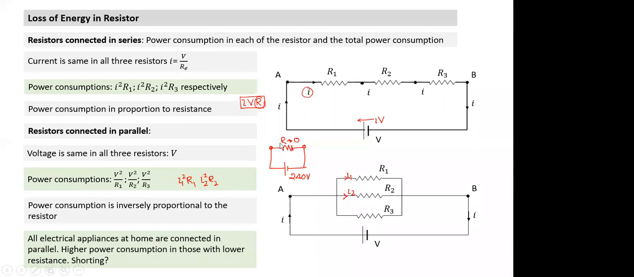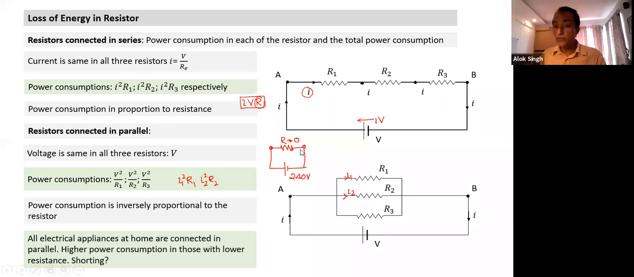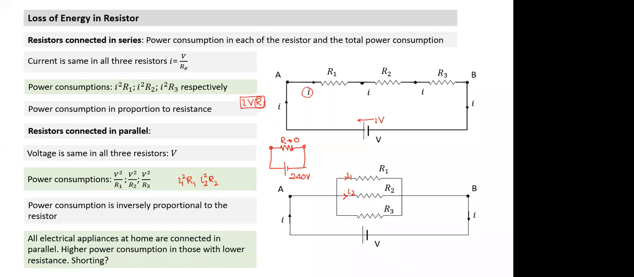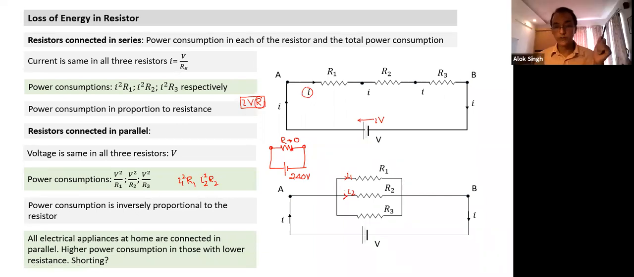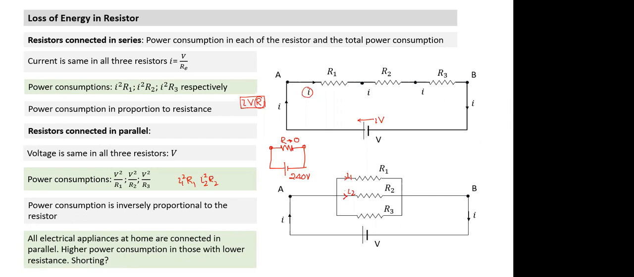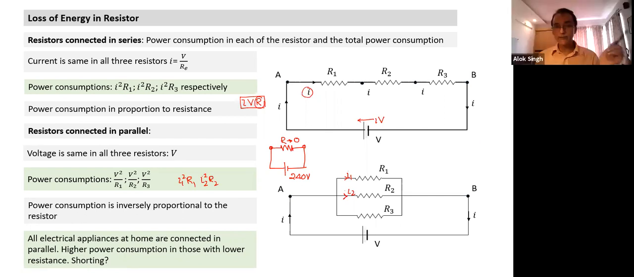High power. High power means will the heating be less or too much? Less heating? Come here, I'll hit you on your head. If power is more, heating will be more. Power consumption is more, so where is the energy going? It's going in the form of heating. So if I connect a conducting wire between the positive terminal and the negative terminal, this is called shorting. You don't do it at home.